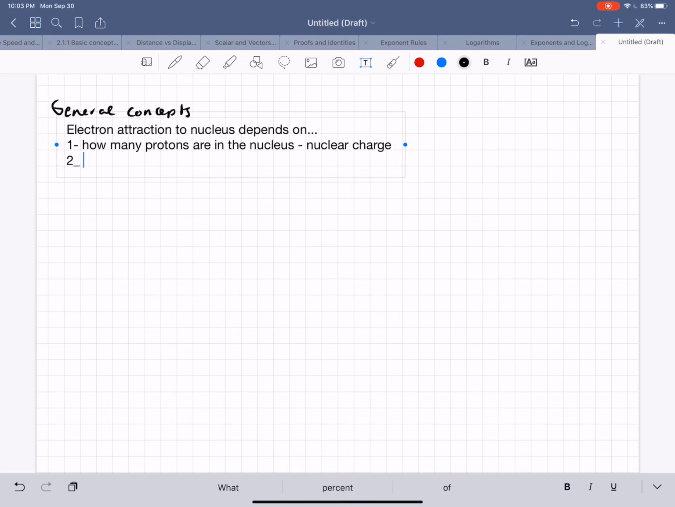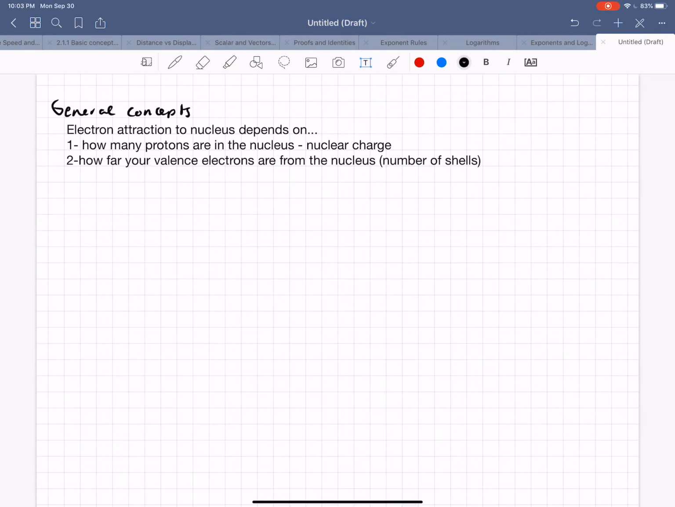The second condition is how far your valence electrons are from the nucleus. This can also be deduced to the number of shells. Think about it. An atom with more shells means that the outermost valence electron is being shielded by a lot of other electrons. So let me illustrate this. Say I had our trusty sodium. Sodium looks a bit like this.